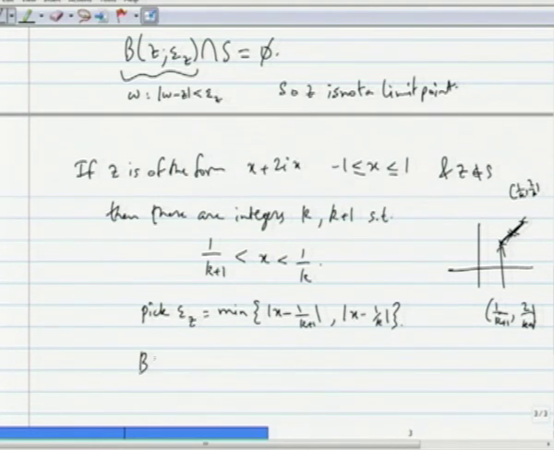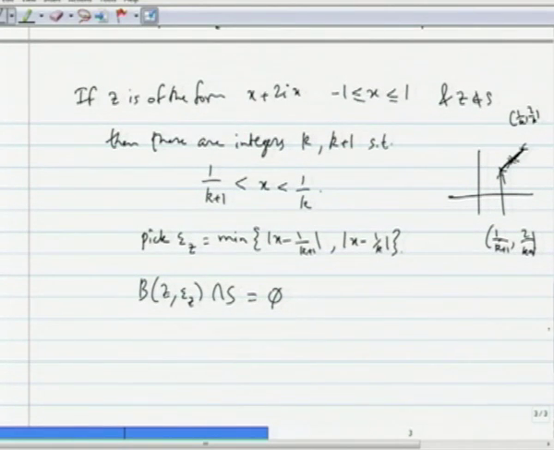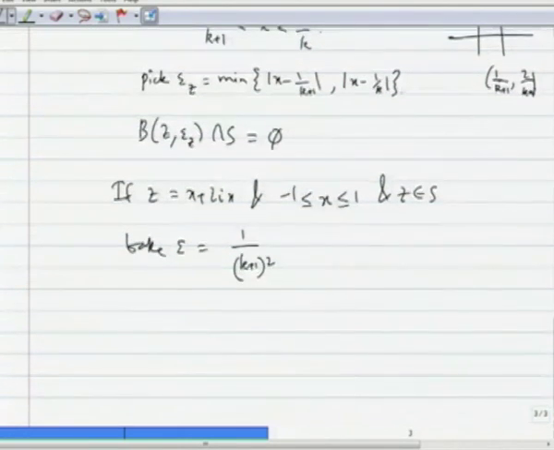So, B(z, epsilon_z) intersection S will be empty. And B'(z, epsilon_z), of course, intersection S will also be empty. Now, in the case that z is equal to x + 2ix, with -1 less than or equal to x less than or equal to 1, and z belongs to S, then what you do is you take epsilon equal to 1/(k+1) squared. You could take 1/(k+1) also, or 1/(k+1) squared.